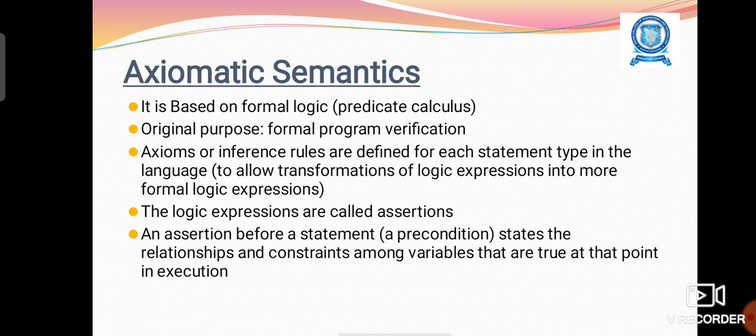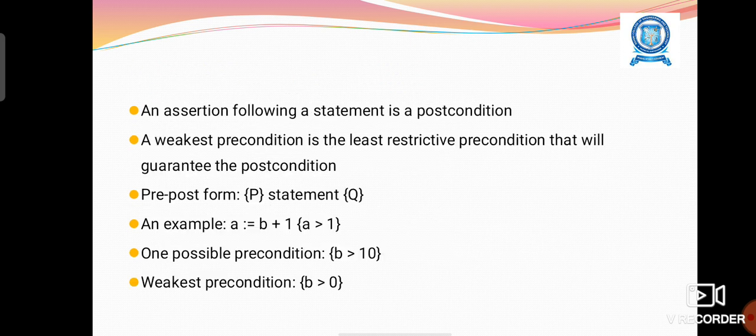Axiomatic semantics. It is based on formal logic, that is predicate calculus. It is used for formal program verification. Axioms or inference rules are defined for each statement type in the language. The logical expressions are called assertions. An assertion before a statement states the relationship and constraints among variables that are true at that point in execution. An assertion following a statement is a postcondition. A weakest precondition is the least restrictive precondition that will guarantee the postcondition. Example: a = b + 1 {a > 1}.